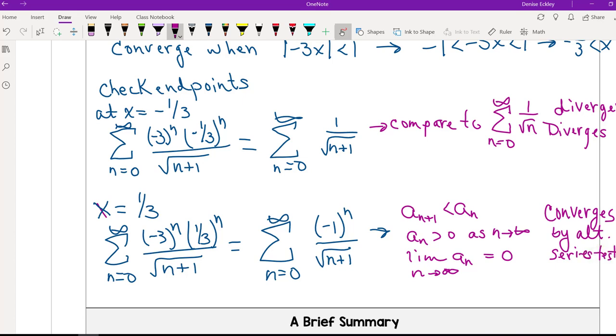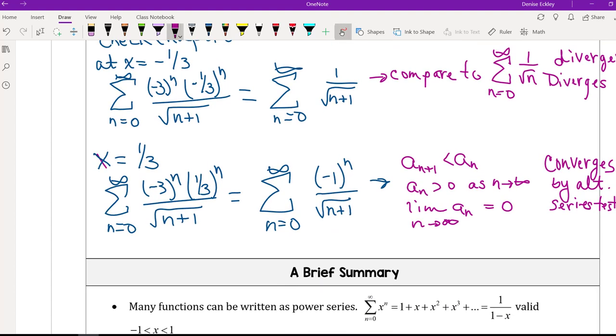So what we have then for an answer is this, that our radius of convergence is half of the length of our interval. So negative 1/3 to 1/3 is 2/3. So that's going to be 1/3. So that's part of our answer.